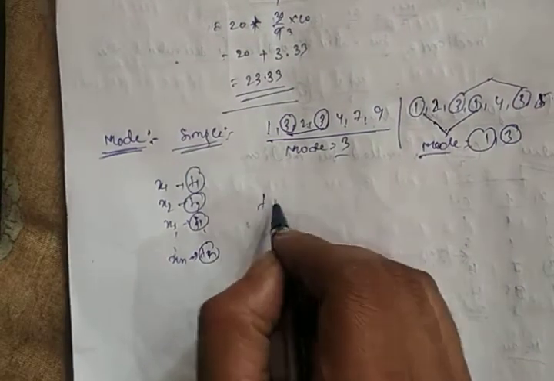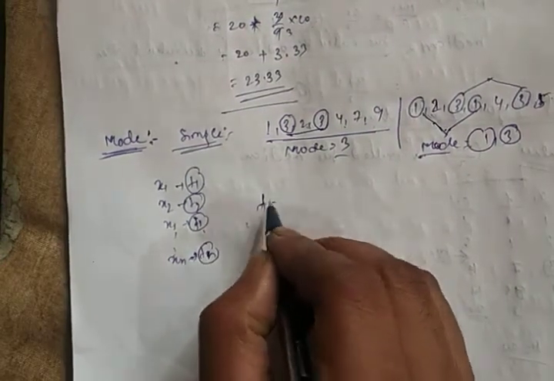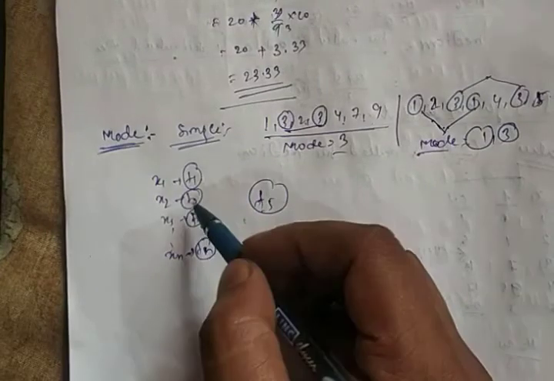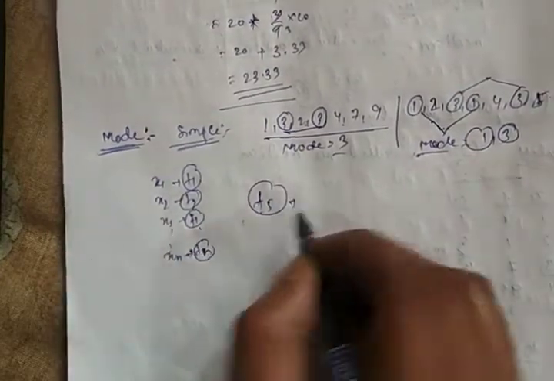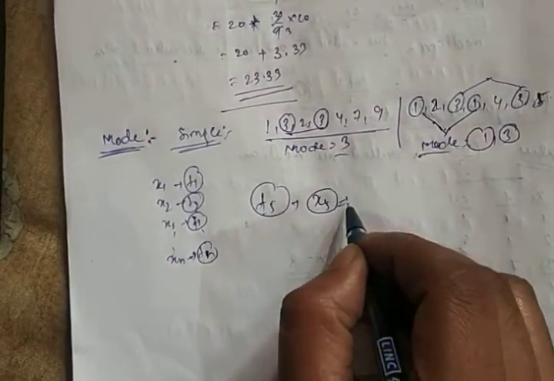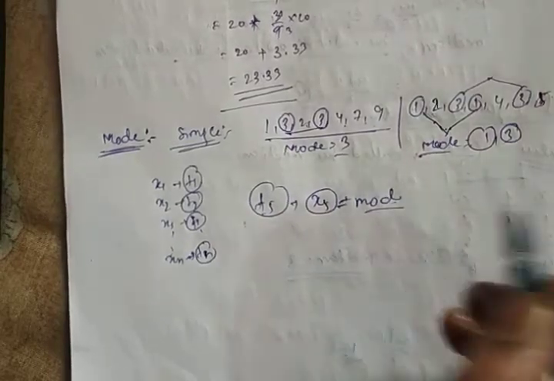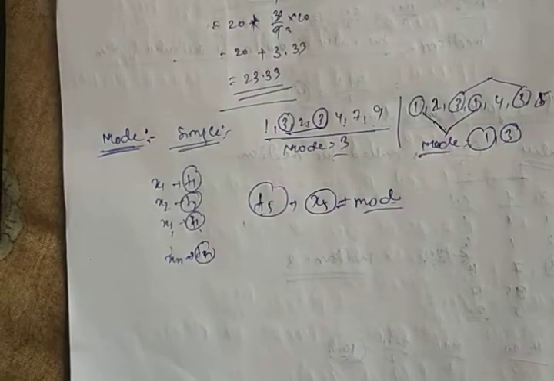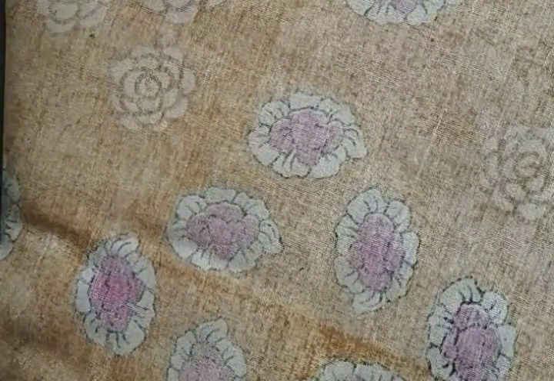Okay. If f5 is the highest value among f1, f2, f3, fn, then x5 will be the mode. So for a simple frequency distribution, the mode is easy to calculate. Now for a group frequency distribution, how do we calculate the mode?